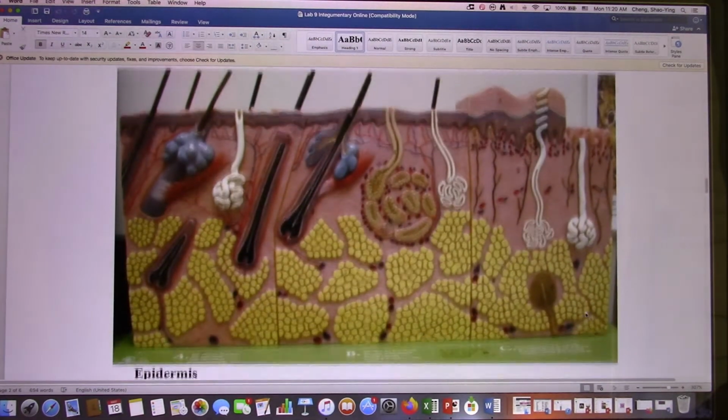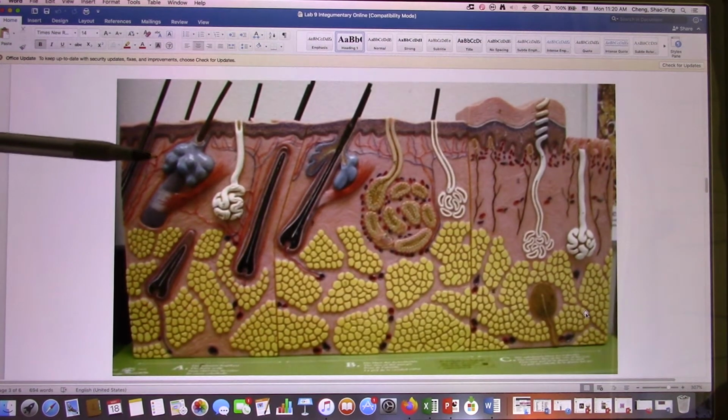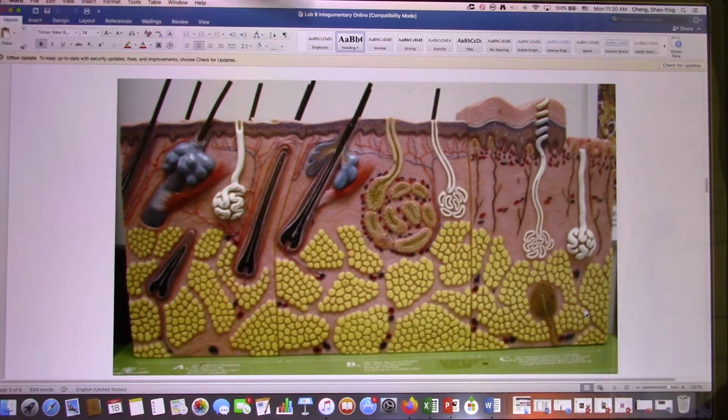And I also put a picture here. You can use this to practice yourself. So during the test, I will use this picture. I'll point to one area, ask you, okay, what's this structure on the skin? So you need to be able to identify the structure on the skin.